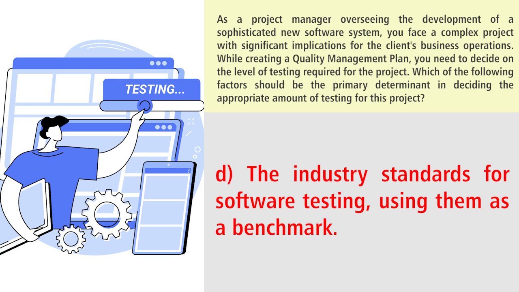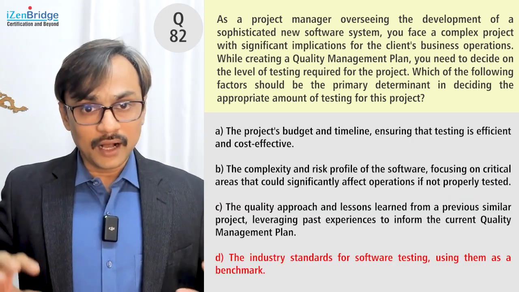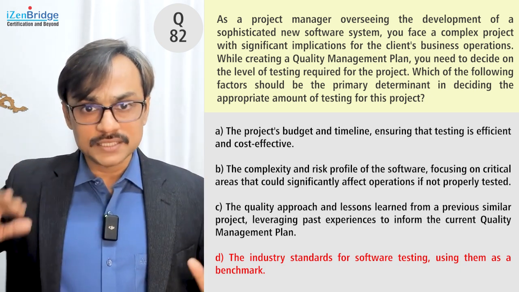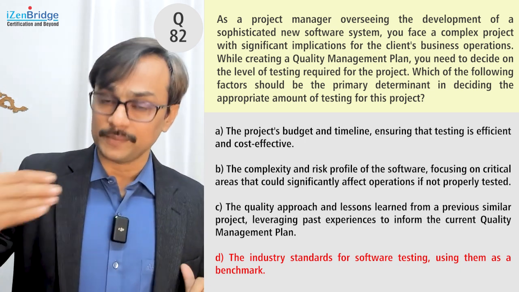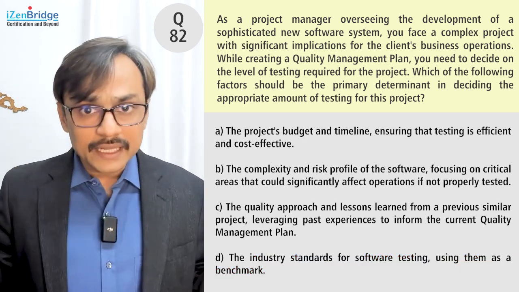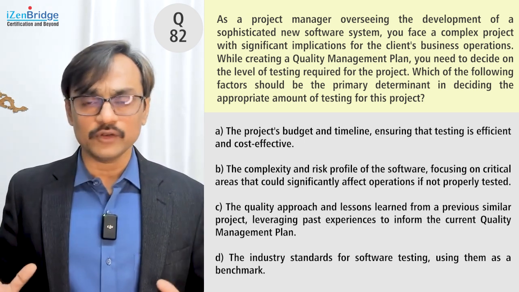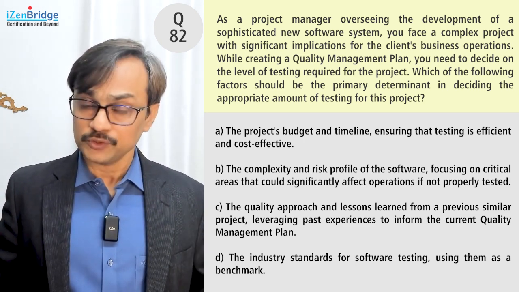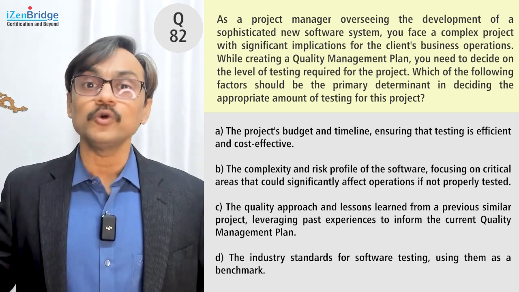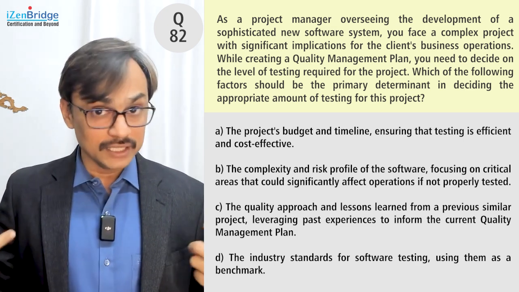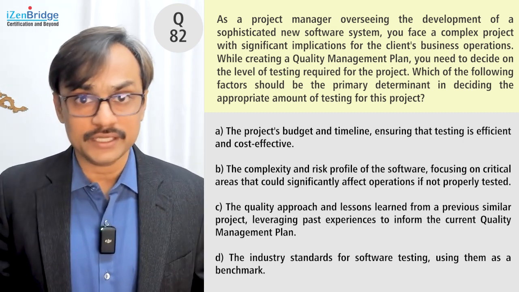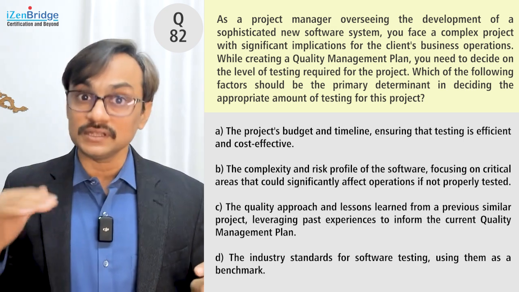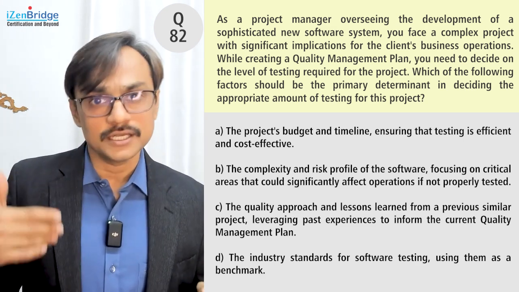Option D, the industry standard for software testing, using it as a benchmark. Great idea. I would say C and D both are great ideas. C is focusing on organizational process assets. D is focusing on enterprise environmental factors. When I am creating any plan, I need to consider my environment. I need to consider what is available to me, but I need to consider more about my project problem. So I need to learn that though they are used in creating my understanding of quality, they may be less influential compared to my current project situation.